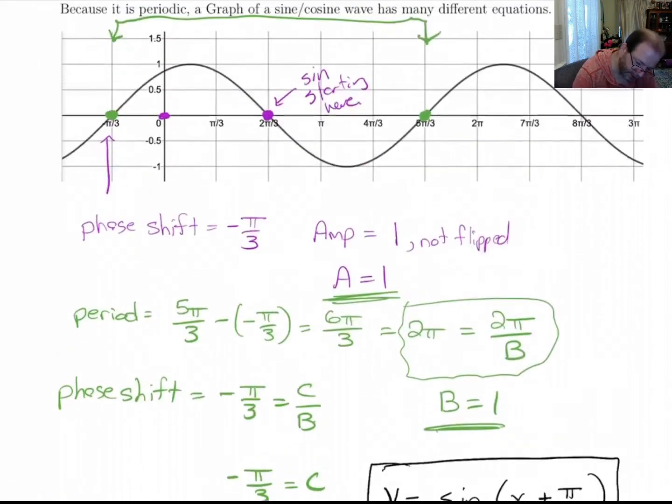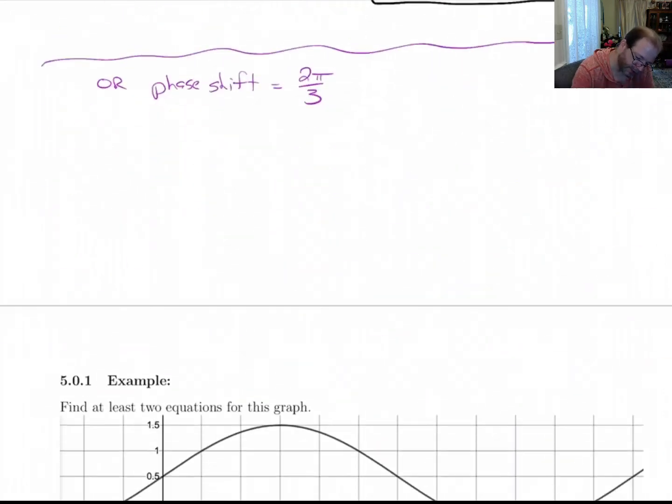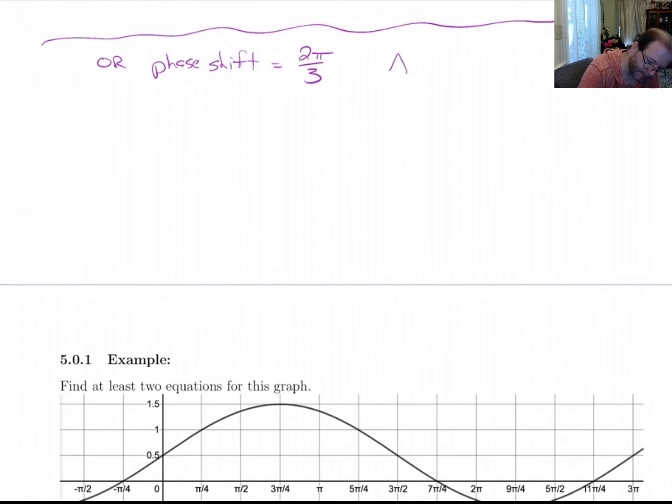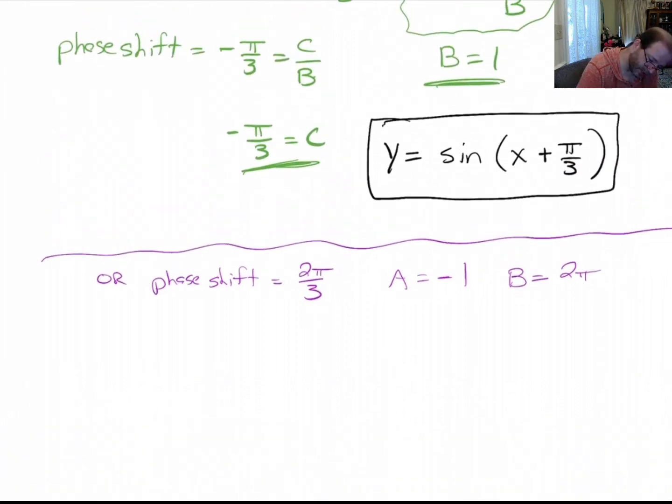The difference there also is our amplitude is still 1, but it's flipped. So A is going to be negative 1. B, we don't need to recalculate B. B is still 2 pi because that just comes straight from the period. So all we really need is this equation again. Phase shift equals minus C over B. So 2 pi over 3 equals C over B.